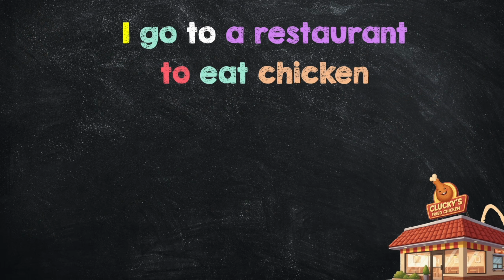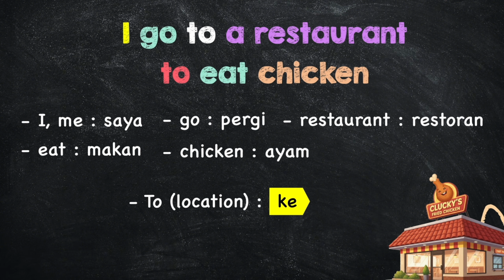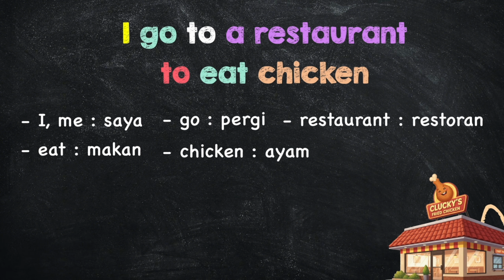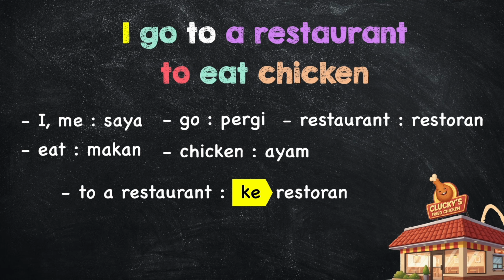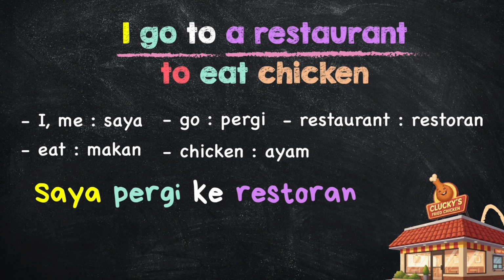I go to a restaurant to eat chicken. Let's break it down. Saya, go is pergi, restoran, eat is makan, chicken is ayam. For location, Indonesian uses ke. So if we want to say to a restaurant, we say ke restoran. So, I go to a restaurant in Indonesian is saya pergi ke restoran.